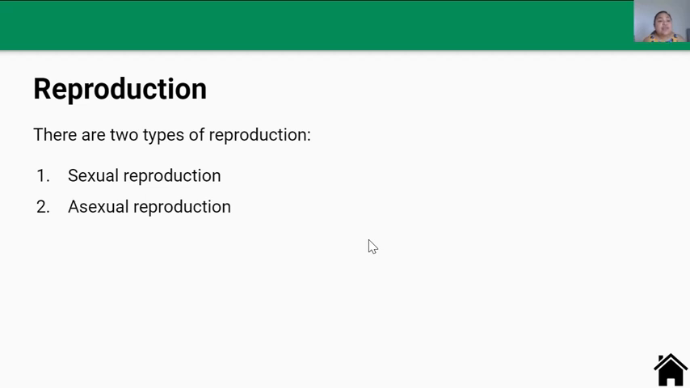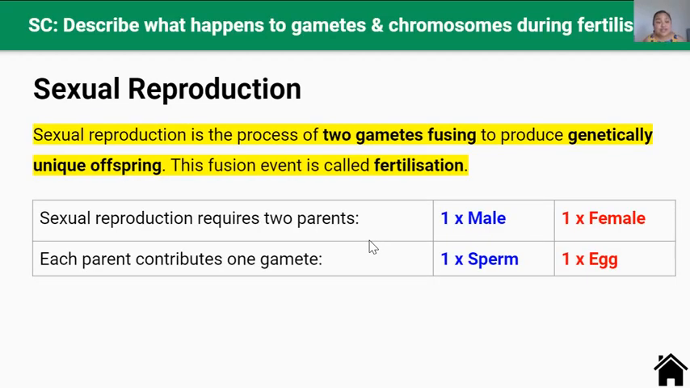Now you've got to learn that there are 2 types of reproduction. There's sexual reproduction and asexual reproduction. Sexual reproduction is where 2 sex cells or gametes are combined to produce offspring. This combination or fusion event is called fertilization. For fertilization to happen, 2 parents are needed, 1 female and 1 male parent. Each parent contributes 1 sex cell. So the female contributes an egg and the male contributes a sperm. Another word for a sex cell is gamete.